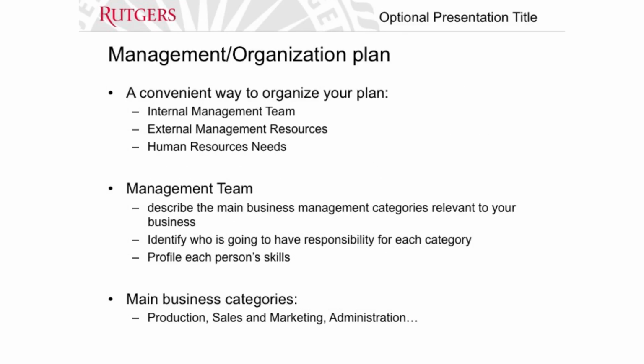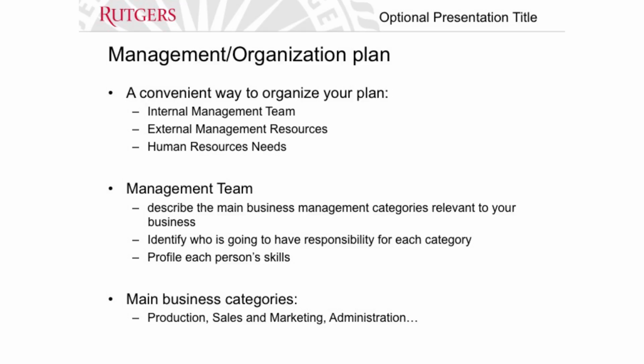So a convenient way that I put up here, what I think to organize your plan, is to look at the internal management team, to look at the external management resources, and then the human resources that you need. So under the management team section of the plan, you're describing the main business management categories relevant to your business, right? And I put some of them down here. We're looking at production, sales, marketing, administration, whatever it is, you already know. So you're defining these. And then inside of these, you're looking for who's going to do all these different jobs inside of each of these categories, right?